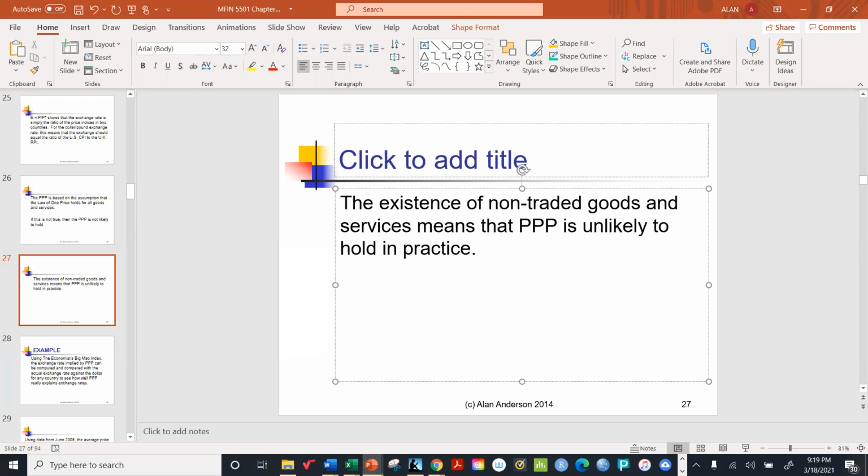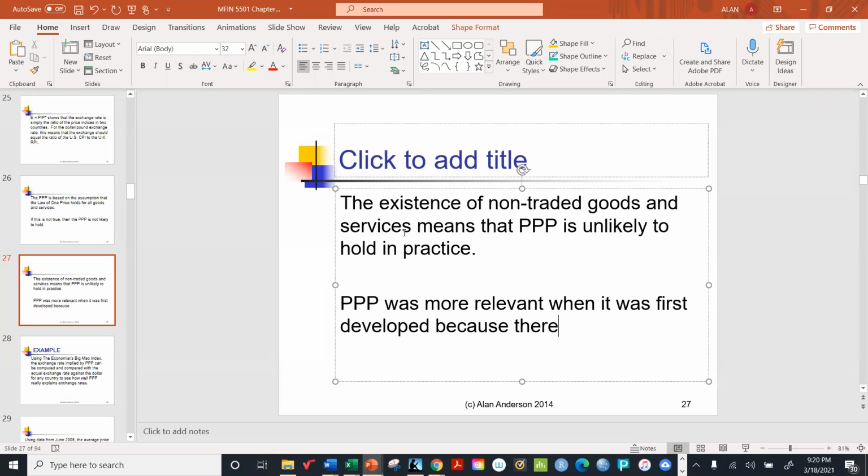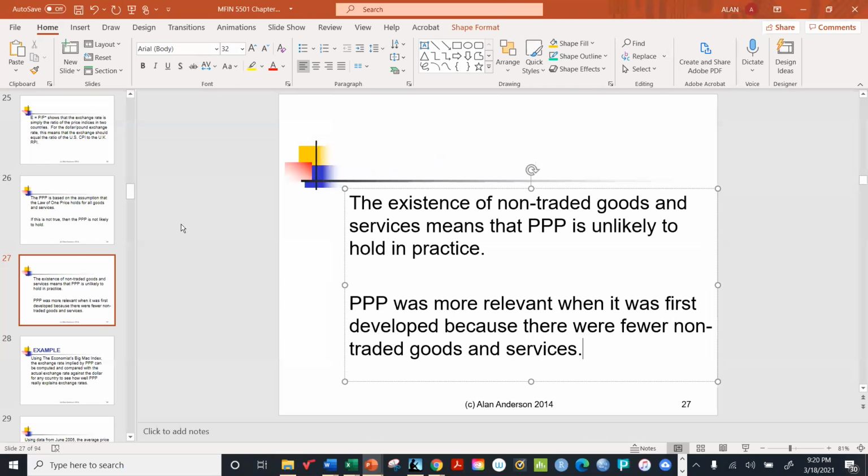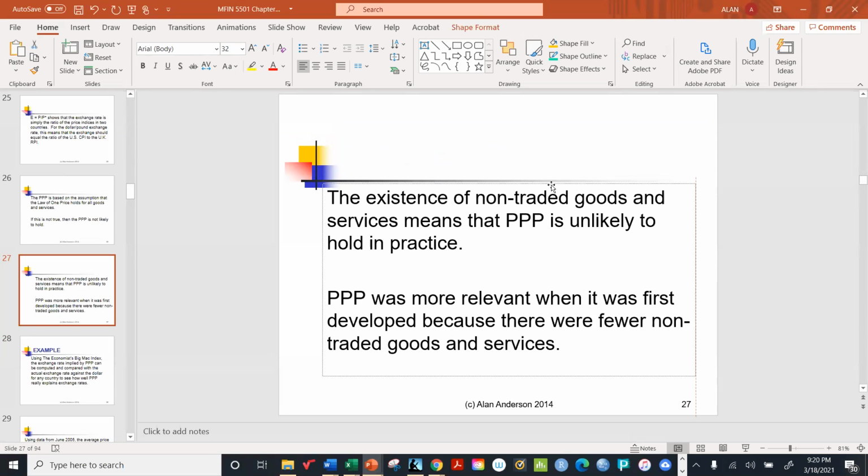So now you might say, well, why do we even think about it in these terms? It was more relevant when it was first developed, because there were fewer non-traded goods and services. So it's an idea whose time has sort of come and gone. And even when it was first developed, I think in the 18th century, although I'd have to look it up, it's possible that it never really worked all that well.